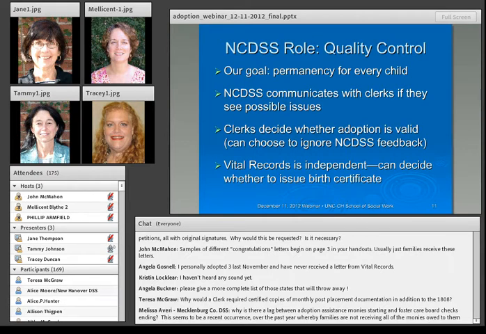Vital records is different. They're independent from us, and they can decide whether to issue a birth certificate or not based on that. We've had several lately that we have received back to index as is, and we've sent it over to Vital Records for an issuance of an amended birth certificate, and they have not honored the report to Vital Records. So just bear that in mind.